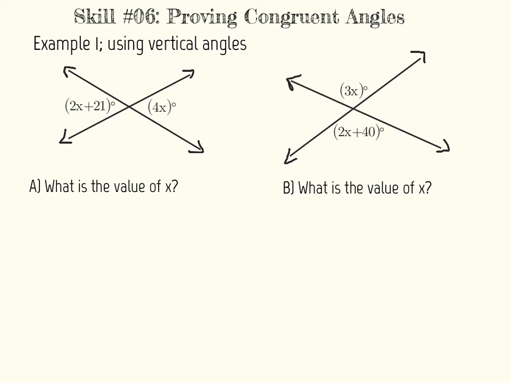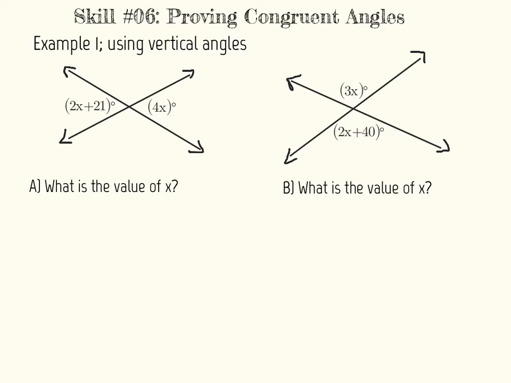Skill 6, proving congruent angles. One theorem that we've already learned about is the vertical angles theorem, which says that vertical angles are congruent to each other. So we're going to use that information to find x in these two problems.